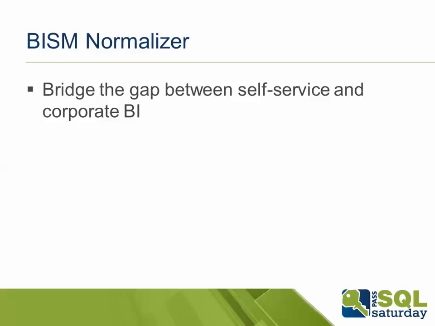All right, and you saw that article earlier from David Campbell. In 5-10 years, there's going to be just a mass of tabular models out there, whether they be self-service or corporate tabular models. There's going to be a whole bunch of them in a single enterprise. So how do you manage all that? How do you maintain consistency and adhere to common business definitions across all of these tabular models that are going to emerge over the next decade? Well, you can use BISM Normalizer.